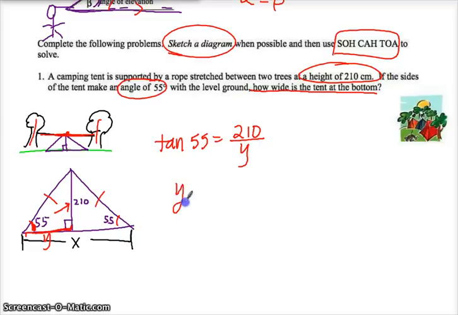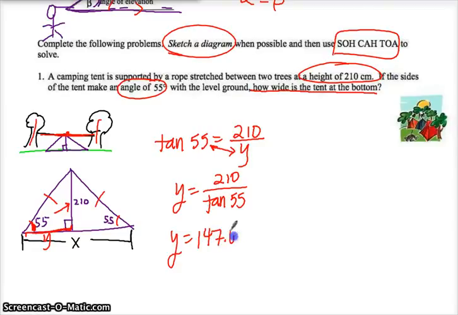So what do we do in order to solve for y? Remember, we just swap tan of 55 and y. These two just switch places. Whenever your variable's in the denominator, just swap it with the other side. So we take our calculator, 210 divided by tan of 55. We get 147.04 and so on. That's not the correct answer. We have to double y in order to get x, so I'm going to multiply that answer by 2.